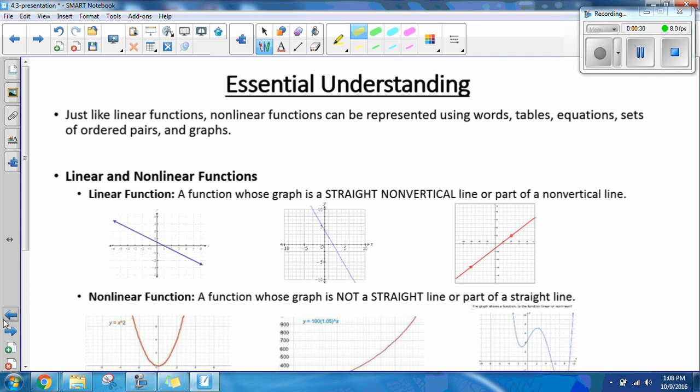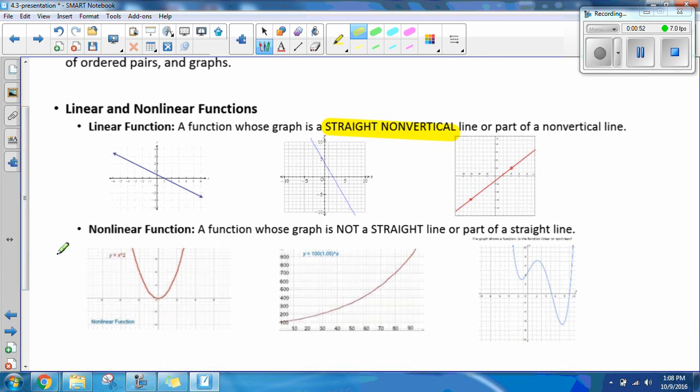Just like linear functions, nonlinear functions can be represented using words, tables, equations, sets of ordered pairs, and graphs. A linear function is a function whose graph is a straight non-vertical line, or part of a non-vertical line. You can look at these examples. They're all straight lines and none of them are vertical.